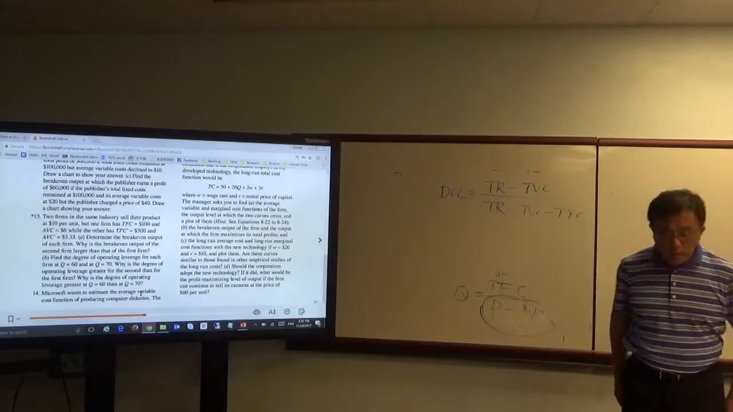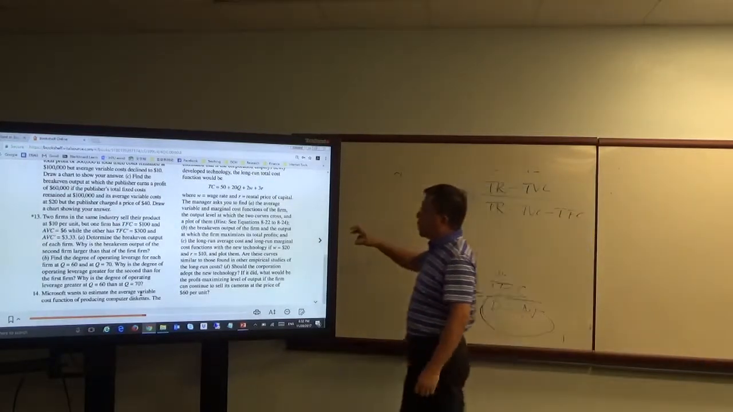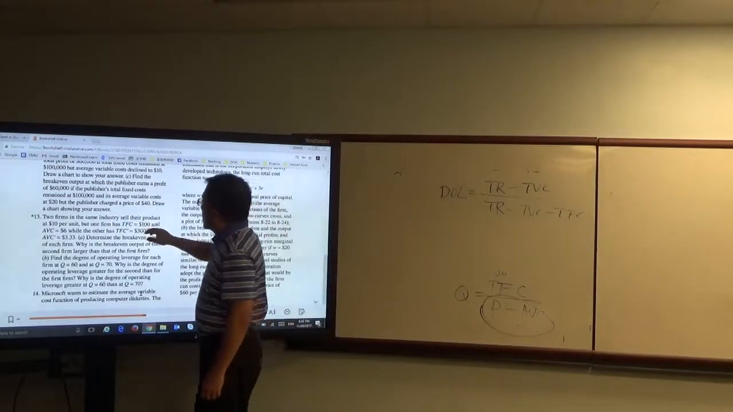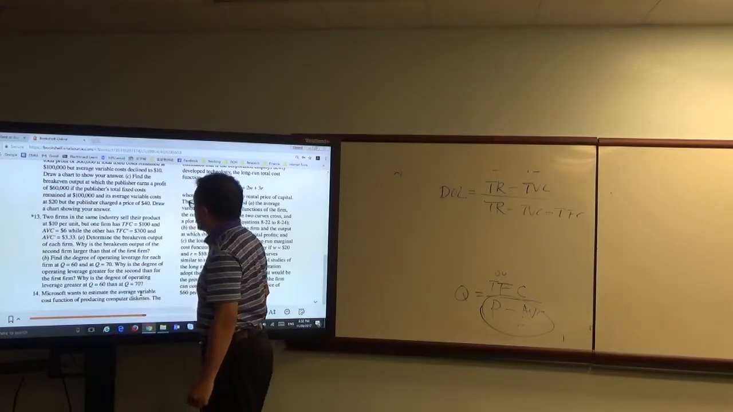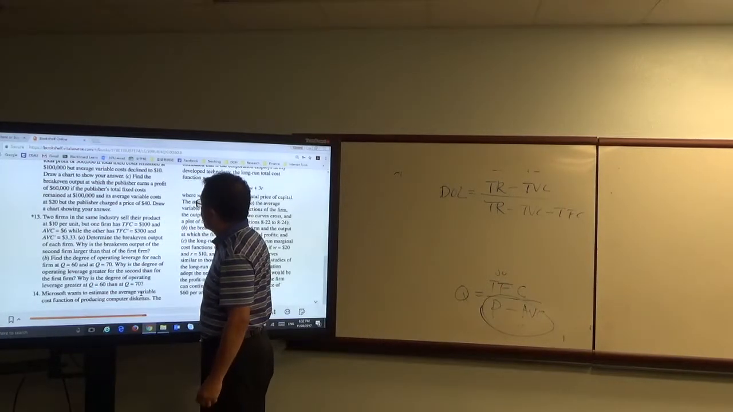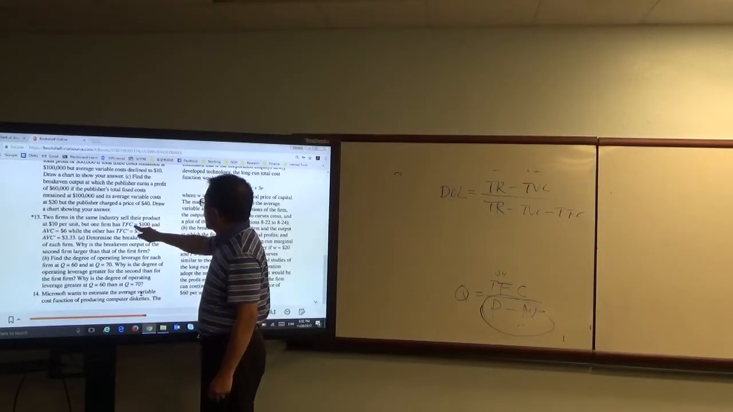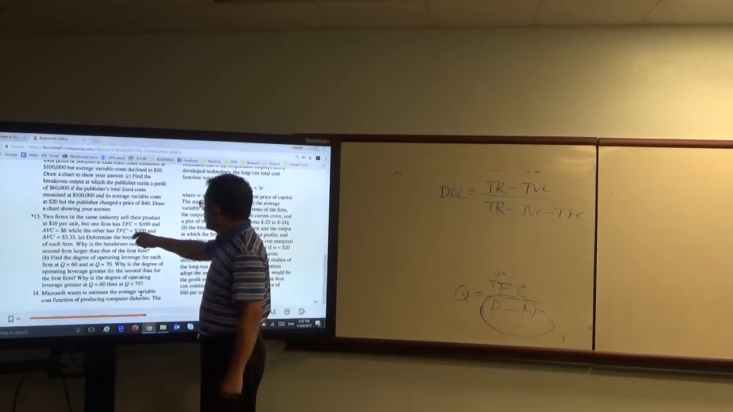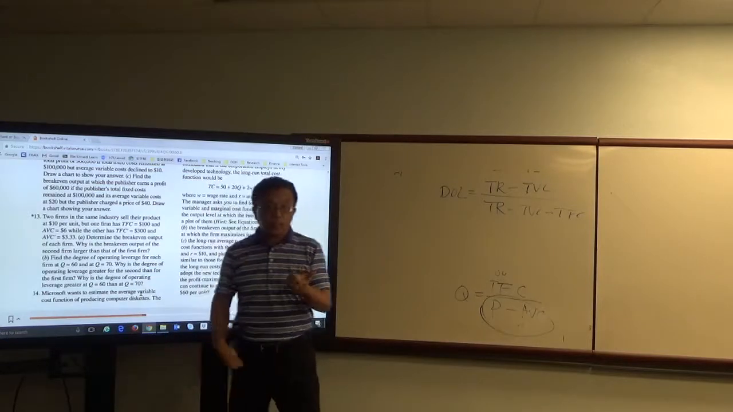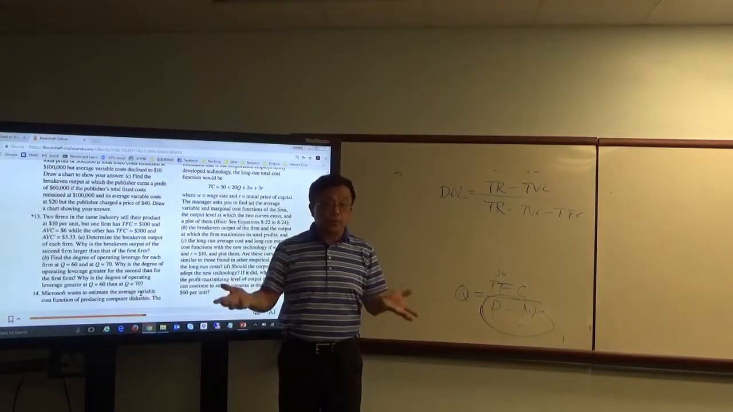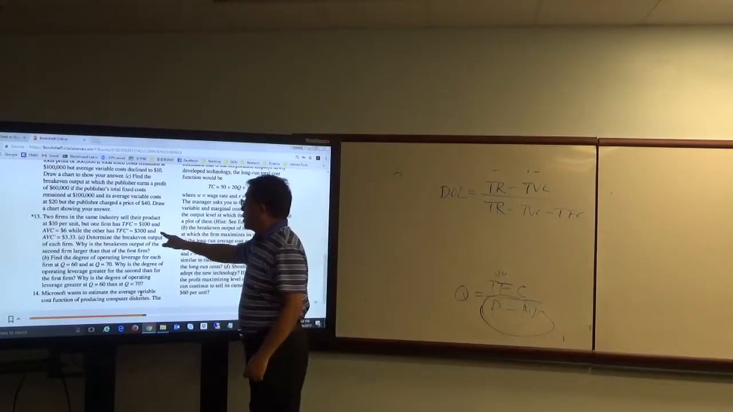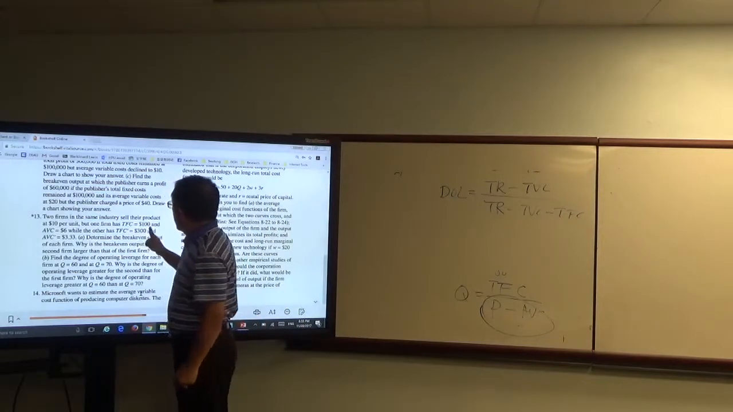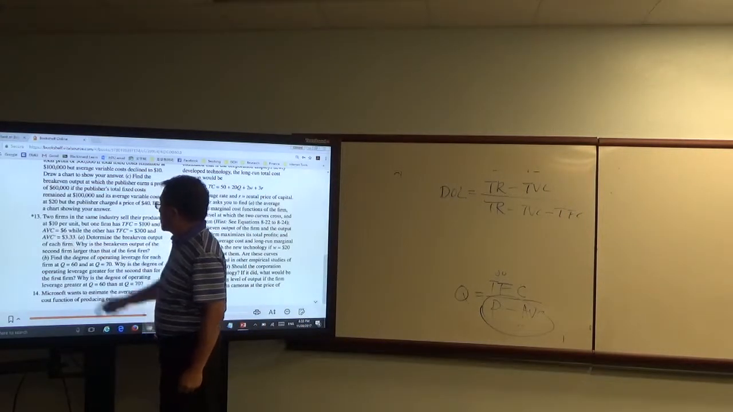Okay, two companies in the same industry. The price is $10 per unit. For the first company, the total fixed cost is $100. The second company is $300. So obviously the second company is more leveraged, right? More leveraged. And the first company's average variable cost is $6.